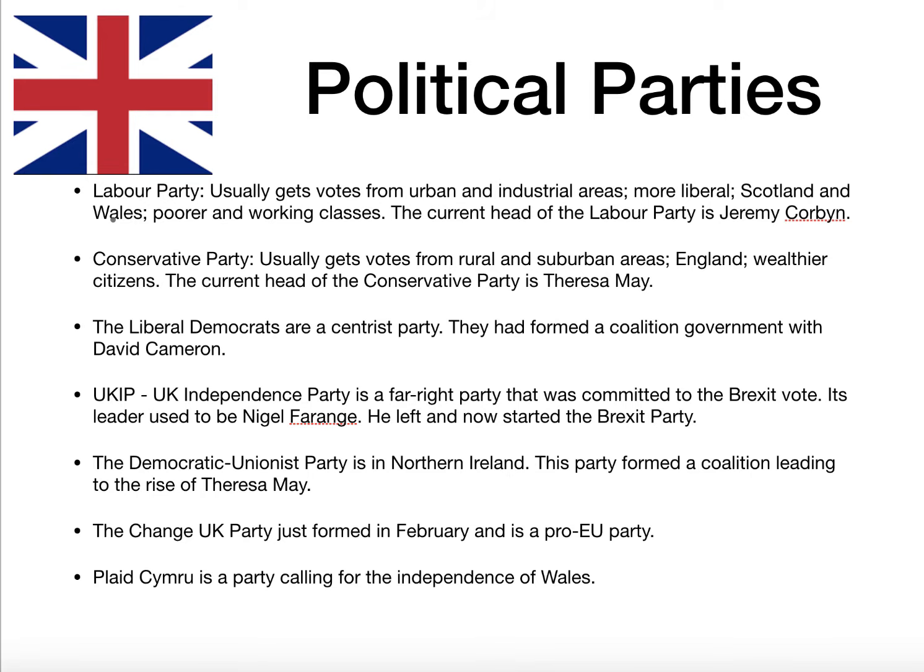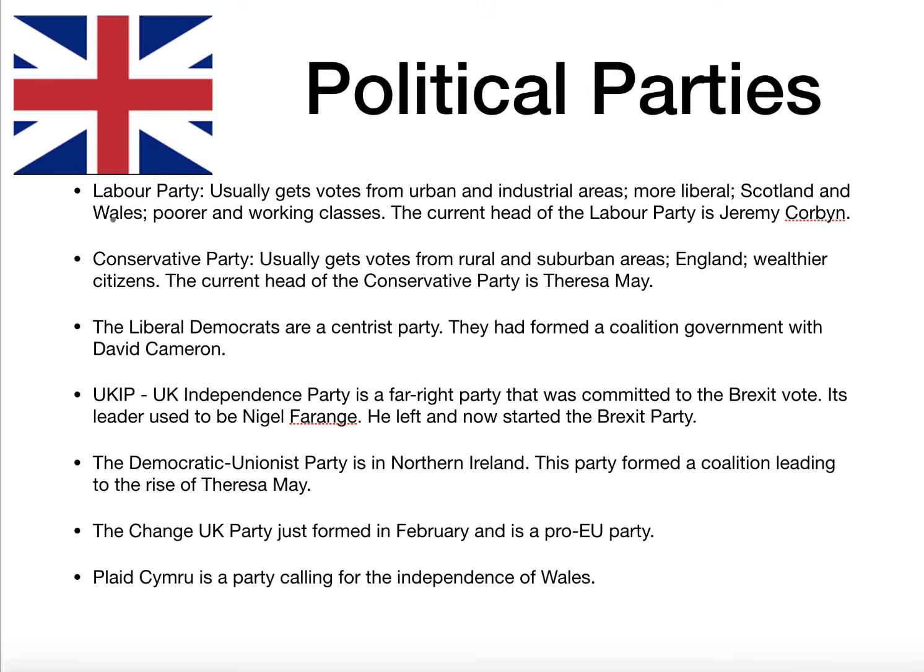The current head of Labour is Jeremy Corbyn. Keep that in mind because if Theresa May is ever ousted and Labour takes over, he would become the Prime Minister. You might remember some controversial aspects of him. The non-controversial aspects, he's probably similar to a Bernie Sanders, but those of you that remember in class, we talked about some of his other problems.